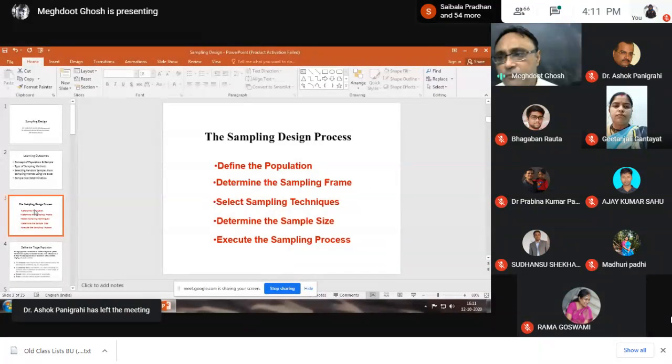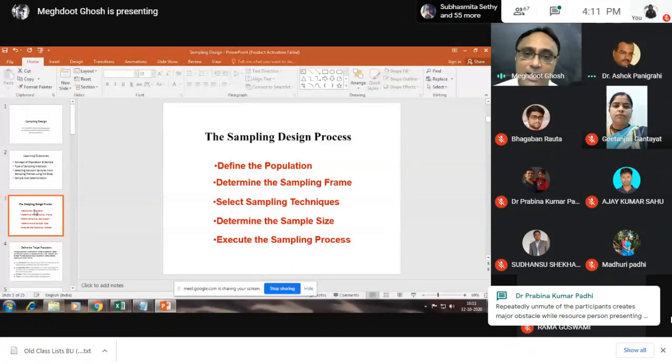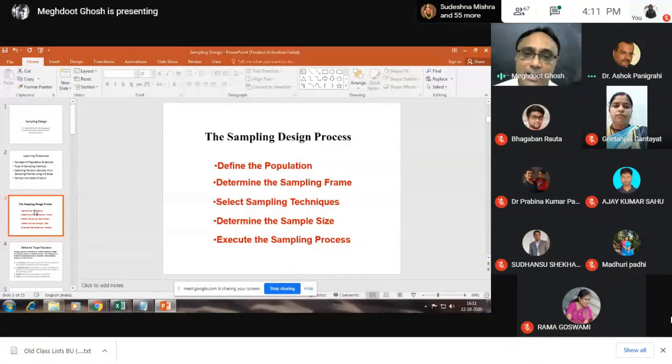So there are other factors as well, but these three are the major factors: the accessibility, we cannot reach them properly. Number one. Number two, the cost is very high, right? If we want to cover everybody. And number three, the time is very high, right? So, and in the research, the result might change.